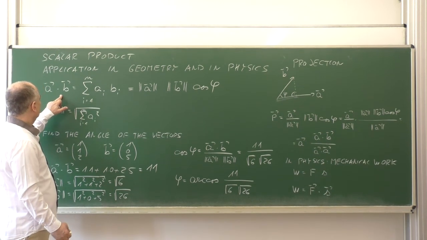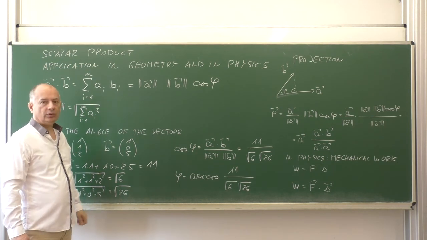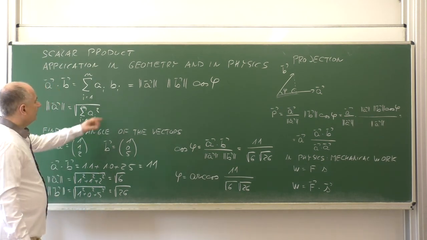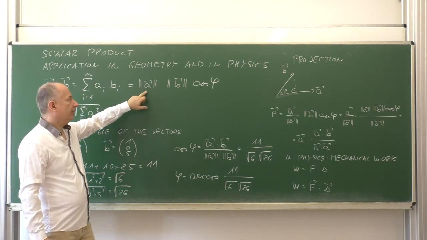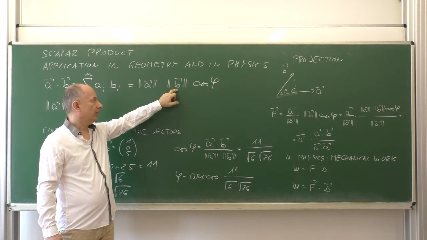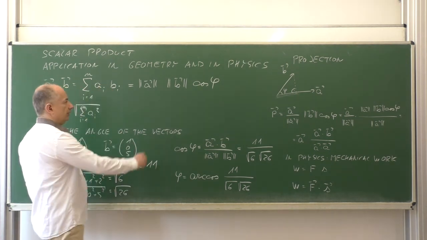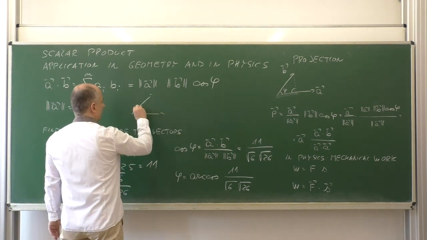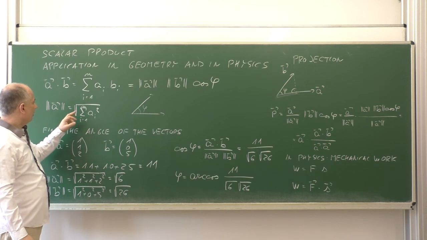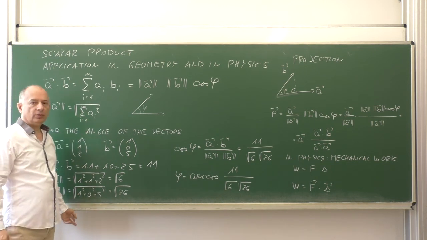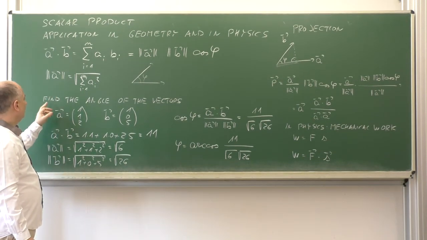So the scalar product of two vectors A and B is defined as the sum of the products of the corresponding components. And this can also be expressed as the product of the norm of the first vector A times the norm of the second vector B times the cosine of the angle phi formed by these two vectors. If you have a vector A and a vector B, then we say this is the angle phi. And we have seen that the norm is the square root of the sum of squares of the components. So this can be used to solve the following problem.